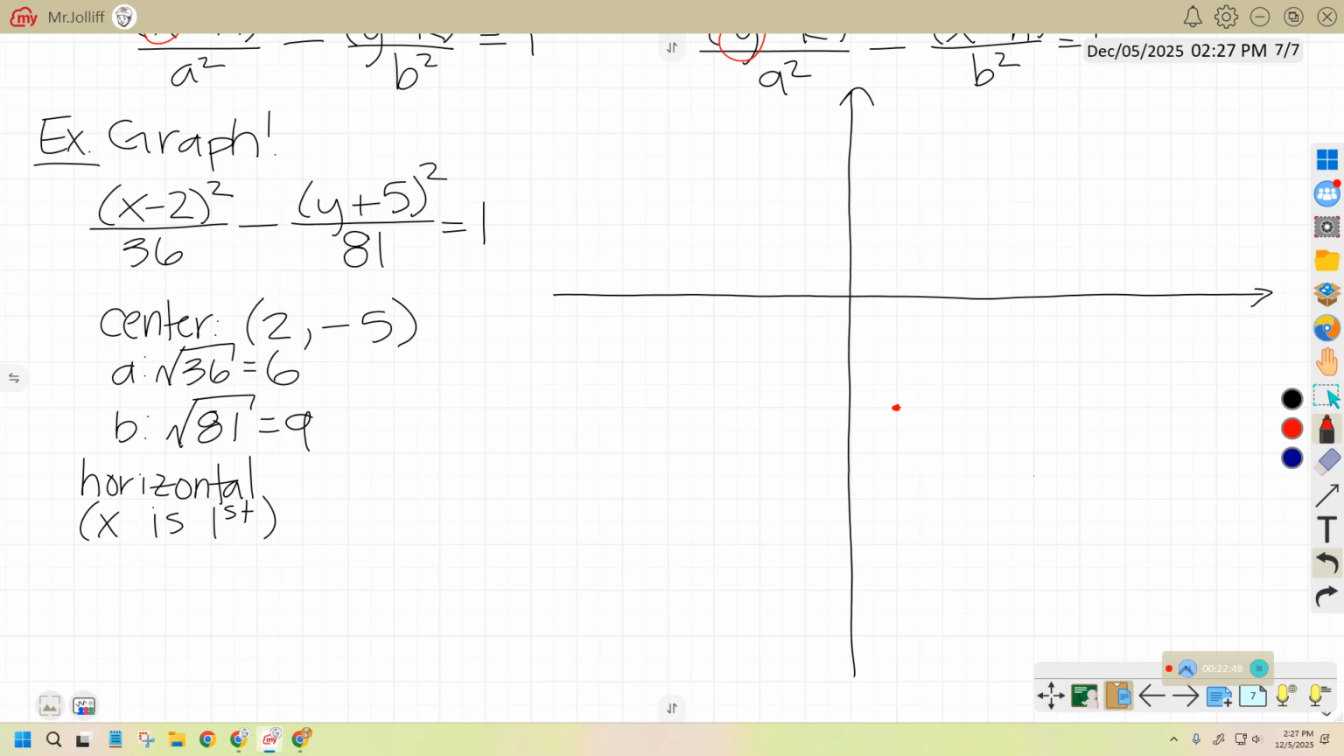Because this is horizontal, A is side to side. So I'm going to go 6 to the left and 6 to the right. So 1, 2, 3, 4, 5, 6. Those are my vertices. Those points actually sit on the curve. Those are the butts of the curves. Yes, Julie? That's the center, right? 2, -5. So the dot in the middle is the center, and then I've got my vertices on either side of the center 6 away.